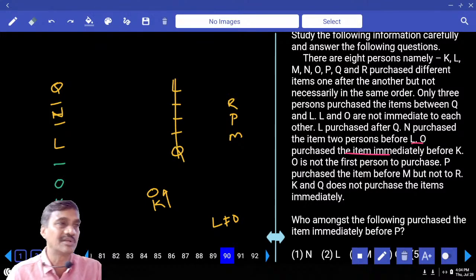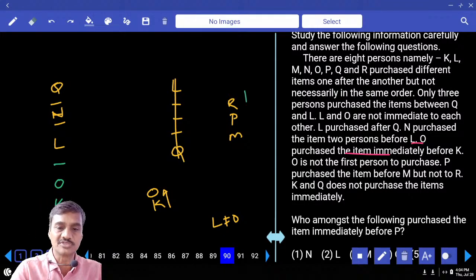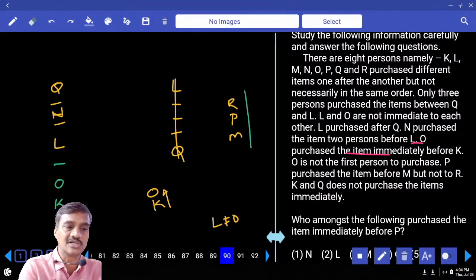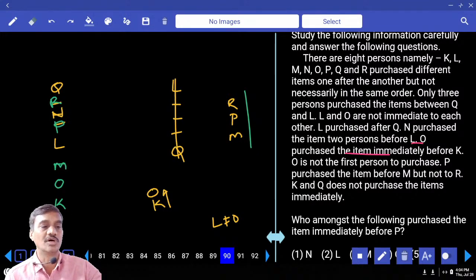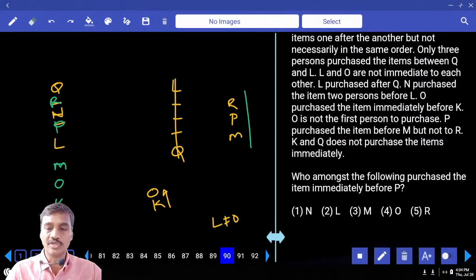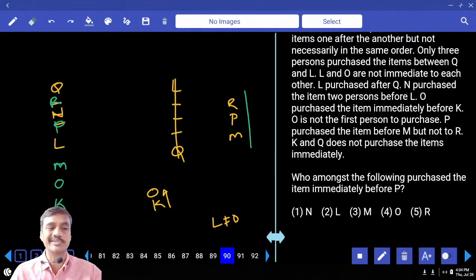Are all 8 members placed or not? And the remaining 3 persons must be in this order. What is this order? R, and this is P, and this is M. And what is the final arrangement? Q, R, N, P, L, M, O, K. Then who among the following purchased the item immediately before P? That is N, choice 1.